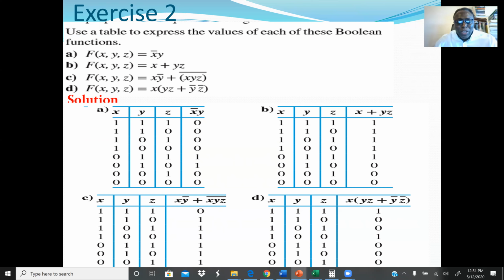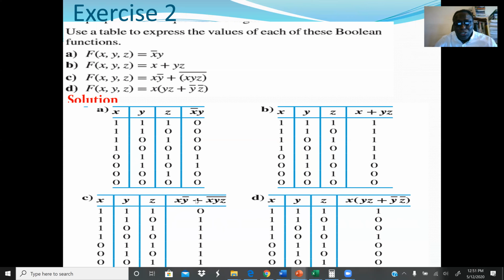And let's do the last one. Then again, we leave the rest. So here, I have y is 0. Y invert will be 1. So 1 times 1 is 1. So since we have a plus, it doesn't matter.